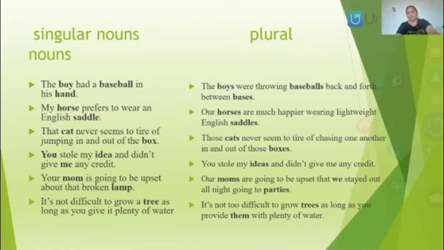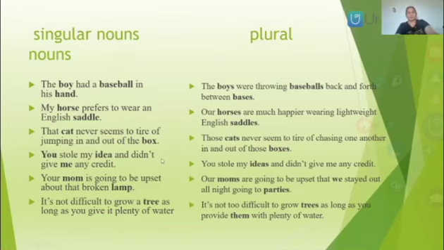Okay, this is a very important word. Many students tend to make mistakes pronouncing this word, wearing. They always say it wrongly. Wearing lightweight English saddles. Lightweight English saddles.